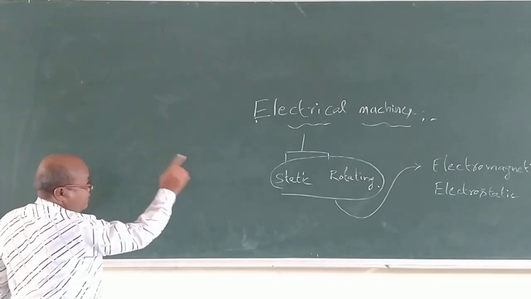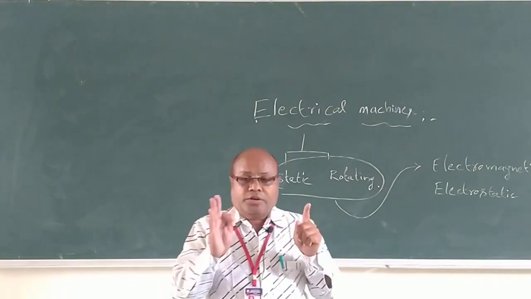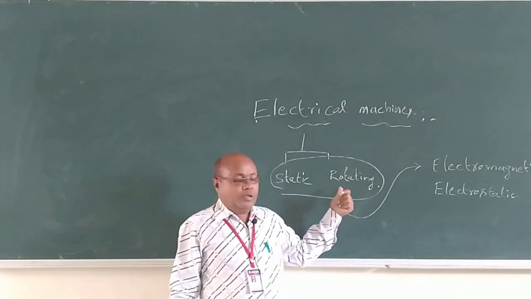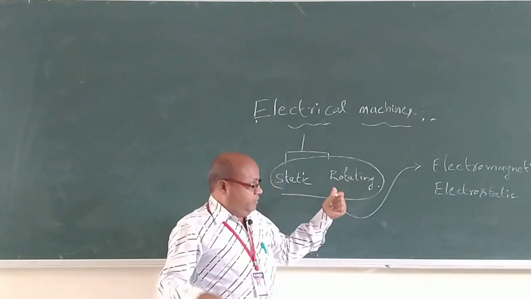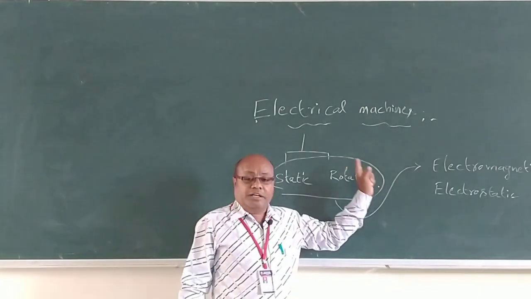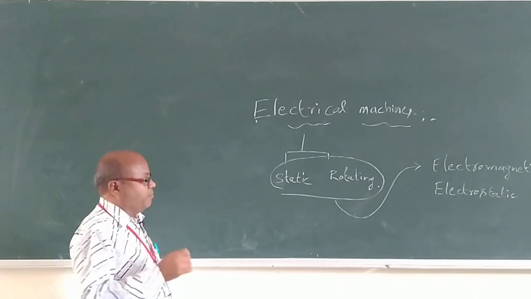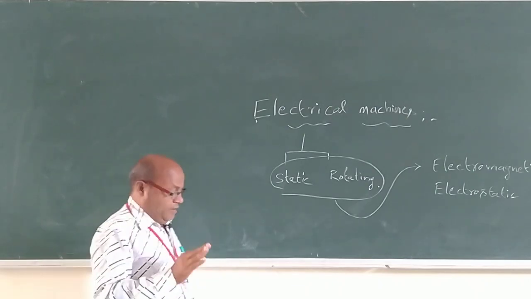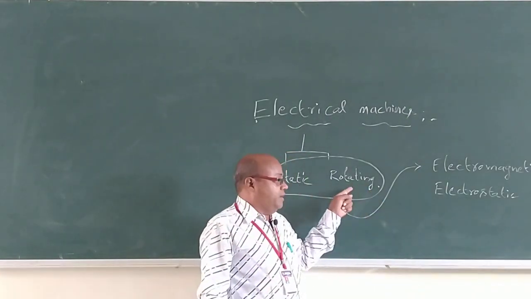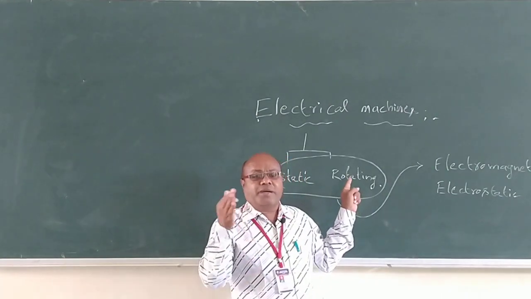In this electrostatic method, in order to make electrical machines, we are basically considering the rotating electrical machine. In a rotating electrical machine, the energy can either be transferred or converted. Both are possible. Because of that, the rotating machine usually gives two types of output: it will act either as a generator or as a motor.